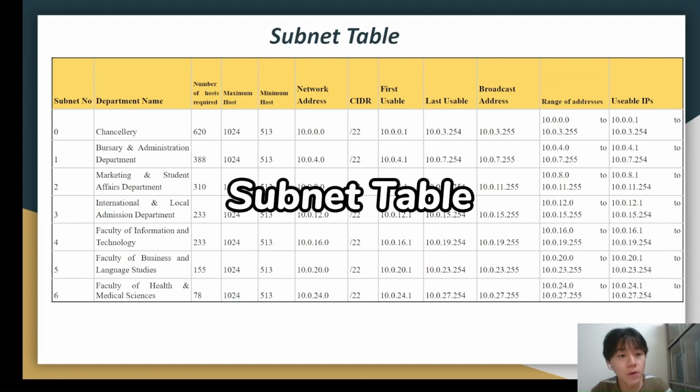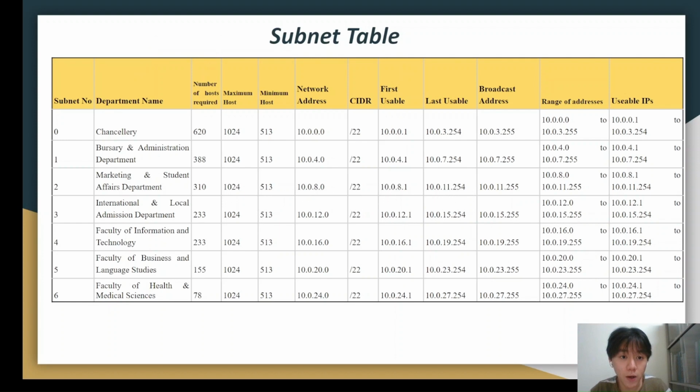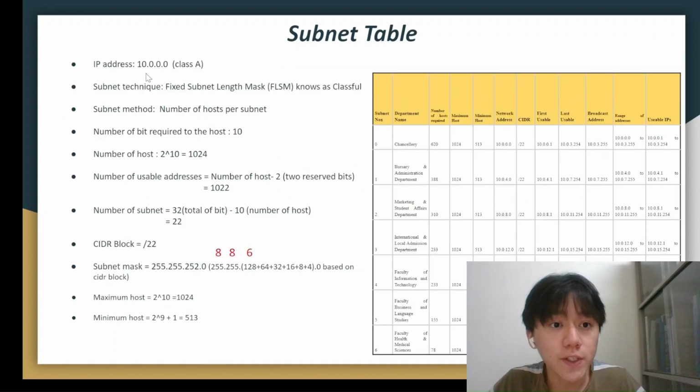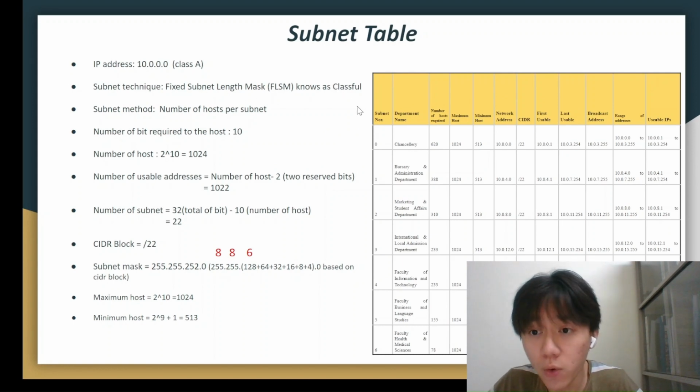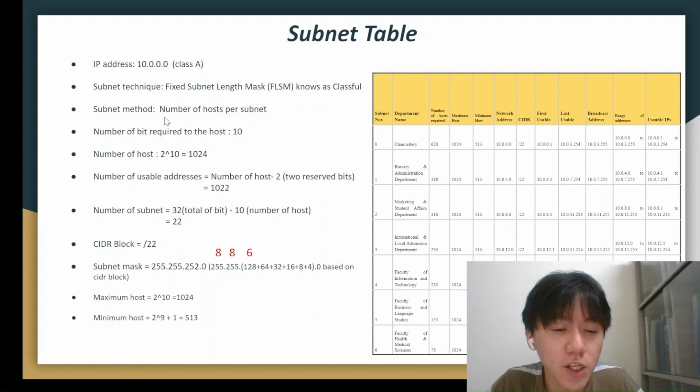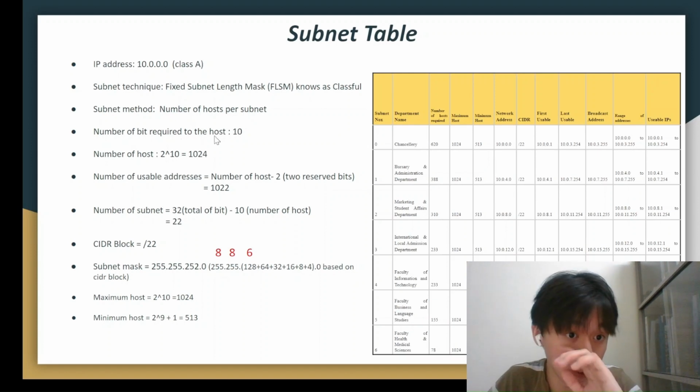We have the subnet number, department name, number of hosts required, maximum host, minimum host, network address, size block, first usable, last usable, broadcast address, range of address, and usable IP. The IP address we use is 10.0.0.0, which is Class A, while the subnetting technique is fixed-length subnet mask (FLSM), known as classful. As you can see, our size block and range of address are the same. The number of bits required for the hosts is 10 bits, so the number of hosts is 2 to the power of 10, which gives 1024.